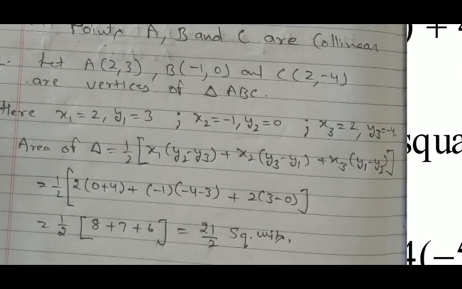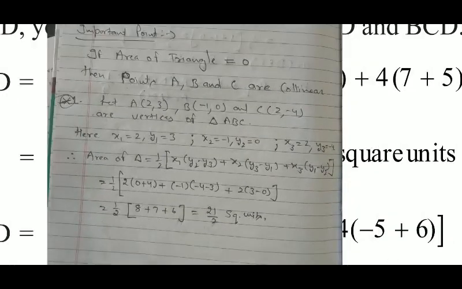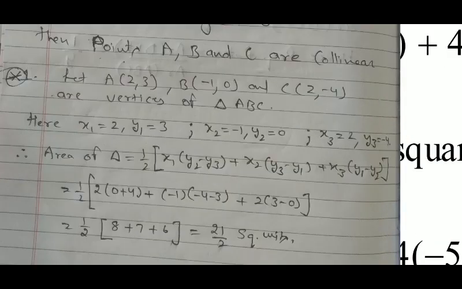Now I am going to solve the very first question of exercise 7.1. Find the area of the triangle whose points are A, B and C. The coordinates of A are here (2, 3), the coordinates of B are (-1, 0) and the coordinates of C are (2, -4). Here you will assume x1 equals 2, y1 equals 3, x2 equals -1, y2 equals 0, x3 equals 2 and y3 equals -4.